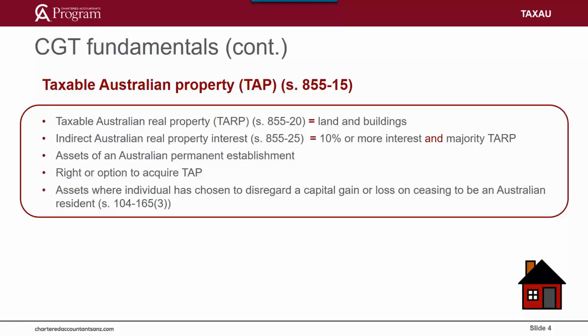Assets of an Australian permanent establishment or branch, a right or option to acquire TAP, and assets where an individual taxpayer has chosen to disregard the capital gain or loss on ceasing to be an Australian resident. The inclusions and exclusions from the definition of taxable Australian property are explained in detail in your learning materials.